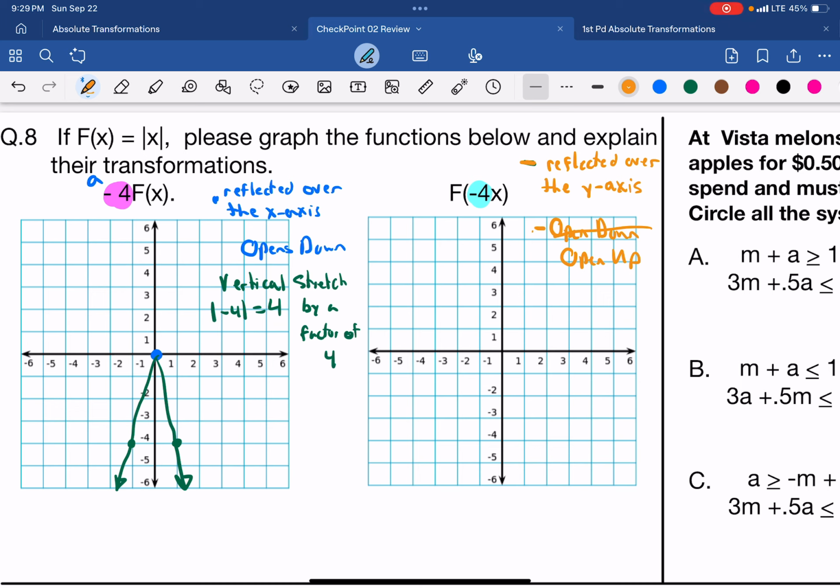So in this situation, here's our 0, 0. Our vertex, instead of going down 4 and 1 to the right, we're going to go the opposite direction of down, which is up 4, 1 to the right, up 4, 1 to the left. Voila. That's what's up. Okay. Next question.